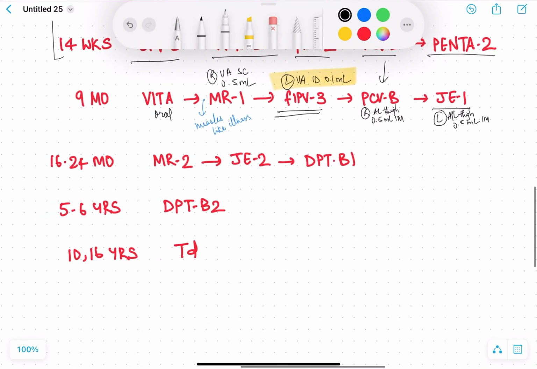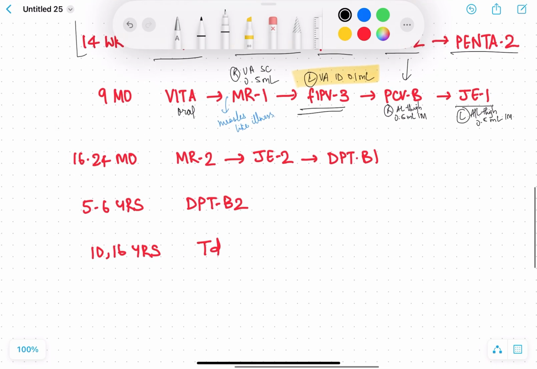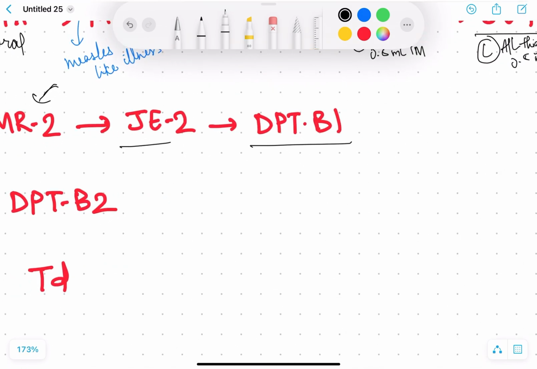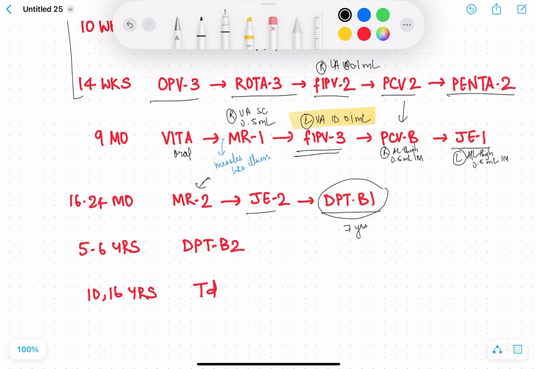Right? At 16 to 24 months, you want to give MR2, JE2 and DPT booster 1. And DPT booster 1, if the patient has not taken, he can take it up to 7 years. Remember, oral polio can be taken up to 5 years.